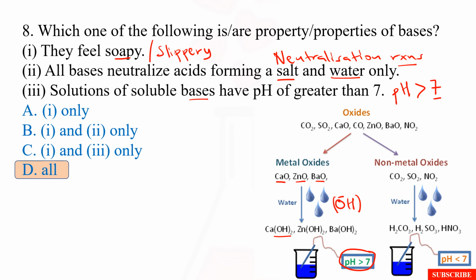While non-metallic oxides like carbon dioxide, sulfur dioxide, nitrogen dioxide will always dissolve in water to form corresponding acids. Carbonic acid from carbon dioxide, sulfurous acid from sulfur dioxide, and nitric acid from nitrogen dioxide. And as you can see, these acids will have a pH less than 7. That was some addition concerning the oxides.